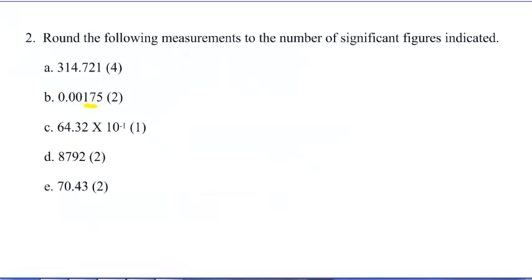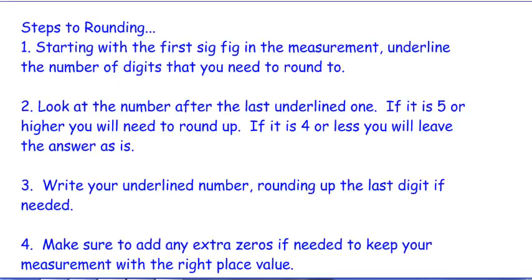In the next example, letter B, we're going to underline 2 numbers. The zeros at the beginning are not significant, so the first one we underline is the 1. The 1 and 7 are both significant. We look at the 5 after the 7 to see if that 7 needs to be bumped up. 5 or higher bumps up the number, so the 7 is going to bump up to an 8.